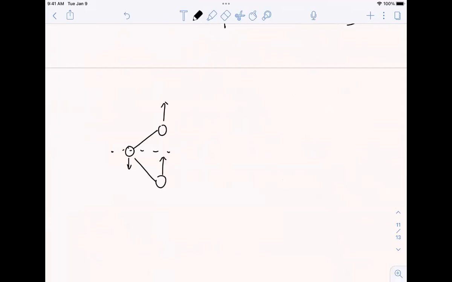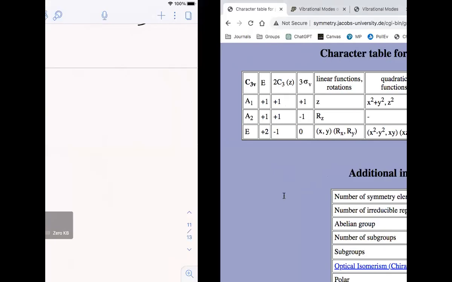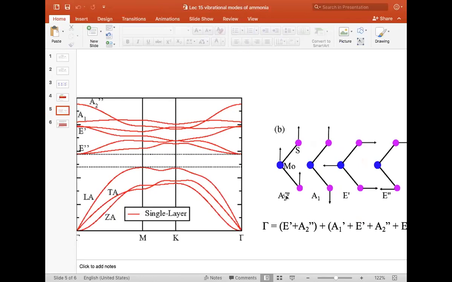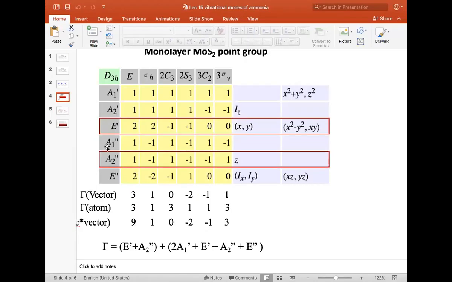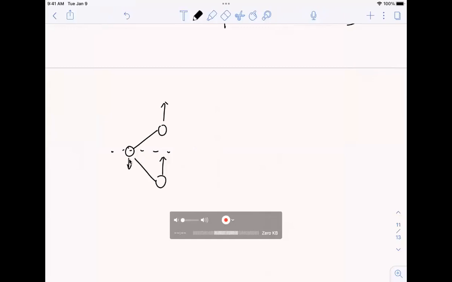Now you look at A2 double prime. You look at the character table, A2 double prime. You have a reflection that is negative, right? So this one also has negative. So you have two acoustic modes and an optical mode.